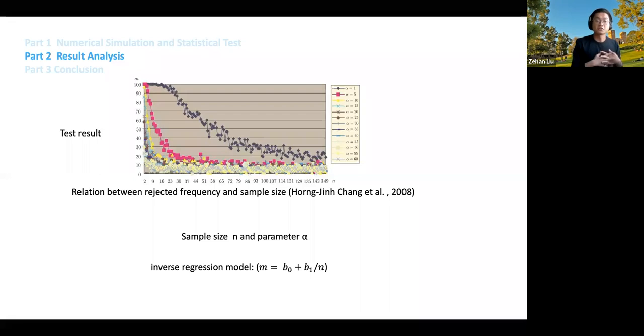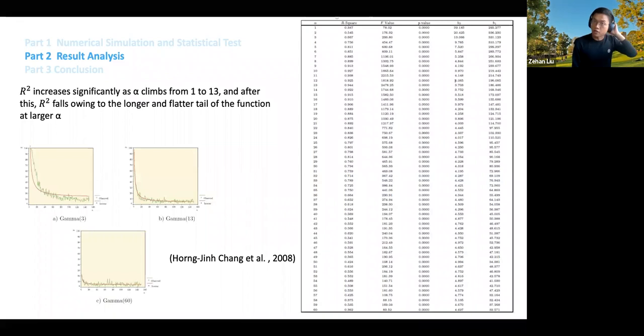It also describes the relationship between the rejected frequency and the sample size. Obviously we can see that both the sample size n and the parameter alpha have a significant effect on the normality of the sample mean. So they are trying to find the relationship between the rejected frequency M and the sample size n by establishing an inverse regression model as shown here. Next slide, please.